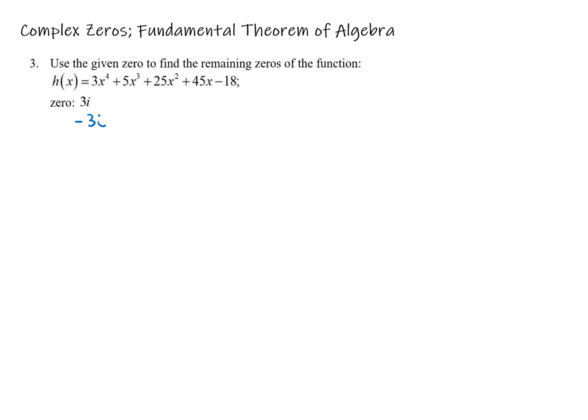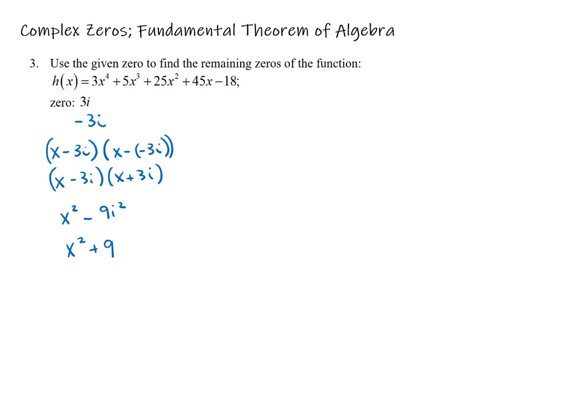And so let's go ahead and multiply that out first. Let's come up with our factors. Our factors are going to be x minus 3i, and the other one's going to be x minus negative 3i. And we see these as conjugates, so we should be able to say x squared minus 9i squared, which turns into x squared plus 9.